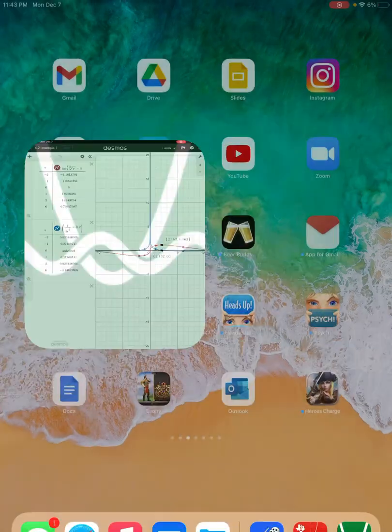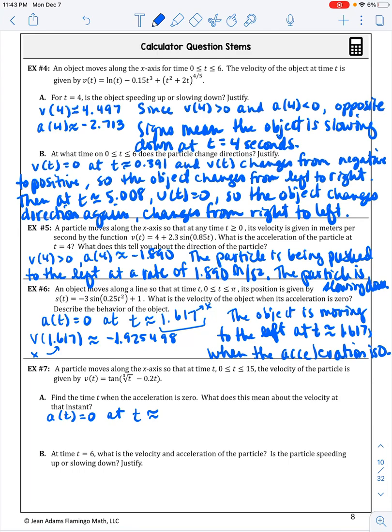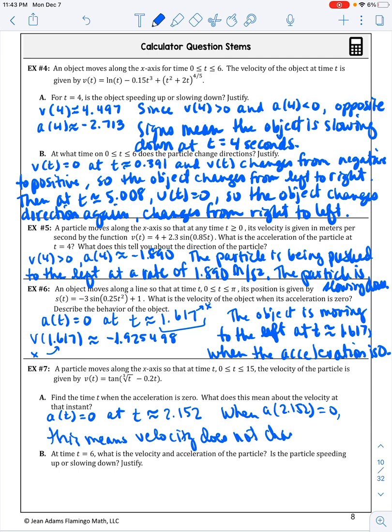So let's go back, and we said that the acceleration is 0 at t equals approximately 2.152. And so I said when a of 2.152 equals 0, this means velocity does not change, right? Because the acceleration is 0, so it is not being pushed either way. It's just velocity is not changing at all when acceleration is 0.